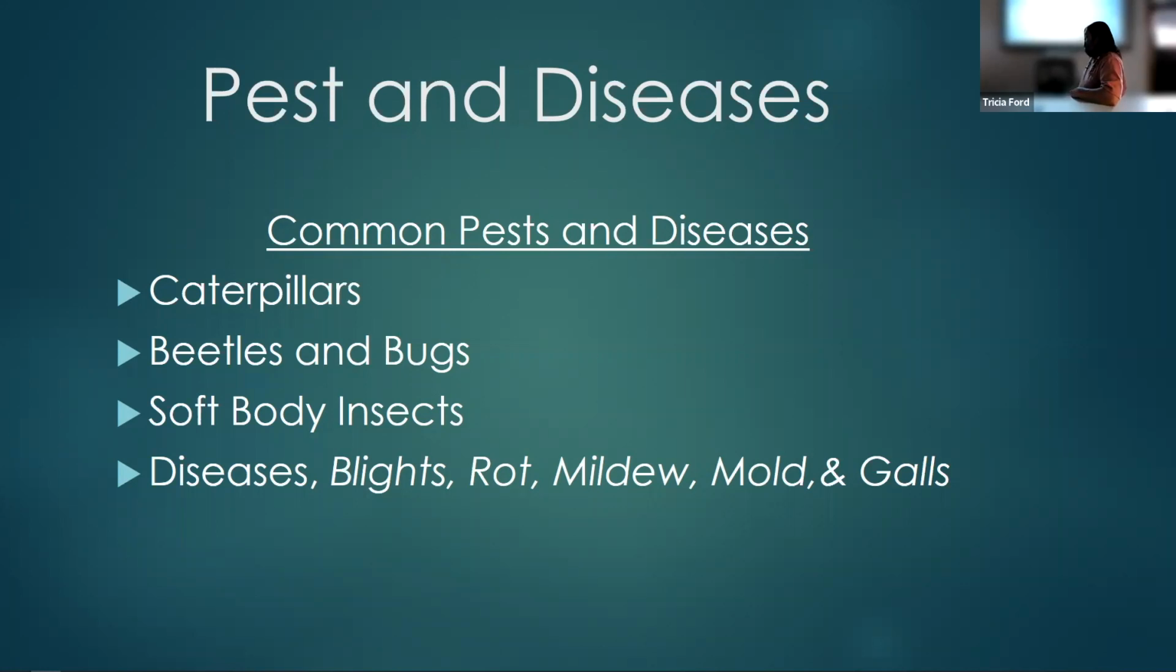Molds. There's a bunch of different molds that we can get. Galls, a funky little cool thing that grows on trees and shrubs. Okay, these are our common pests and diseases. These are the groupings, not the individual ones. I mentioned a few that are pretty common, but those are the main ones.